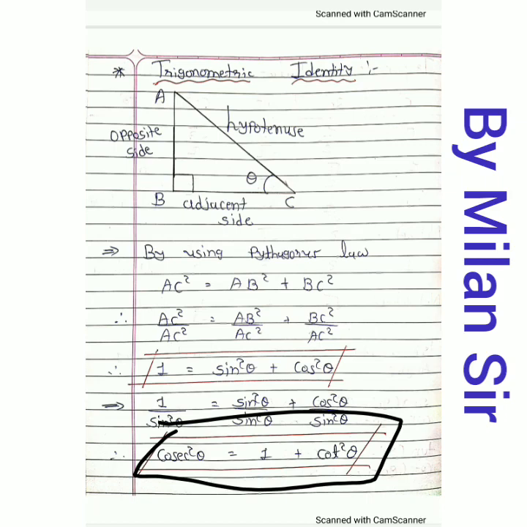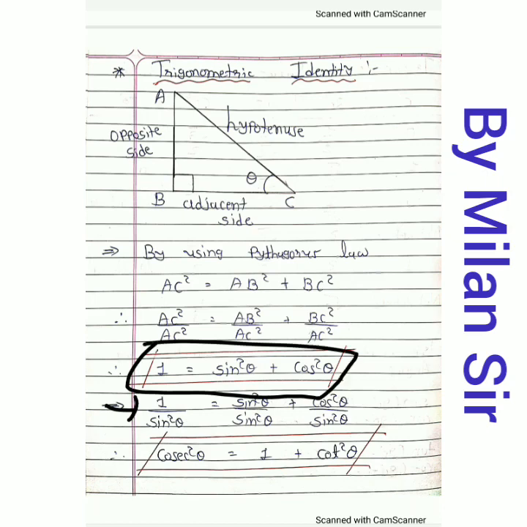Here, if we get a relation of sine and cos, here we get a relation of cosec and cot. Sine square theta plus cos square theta is equal to 1 and cosec square theta is equal to 1 plus cot square theta. Here we divided the identity by sine square theta. Now divide this identity by cos square theta.